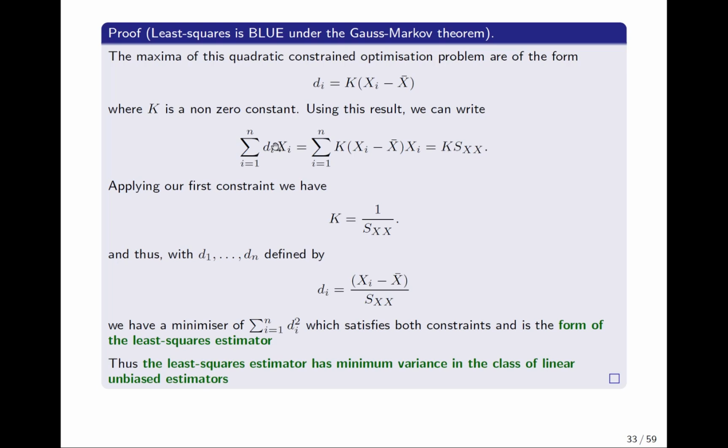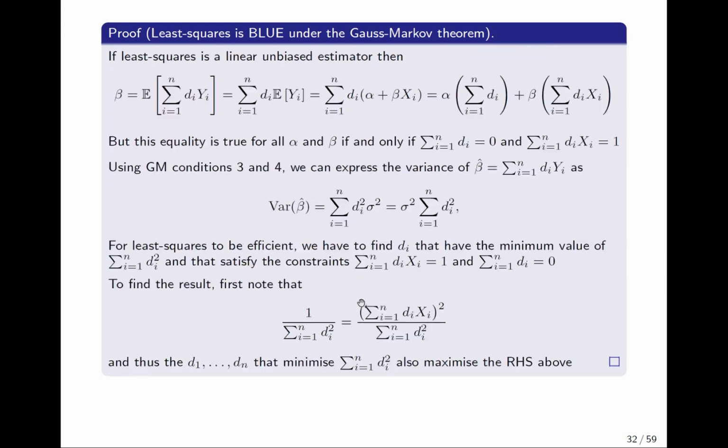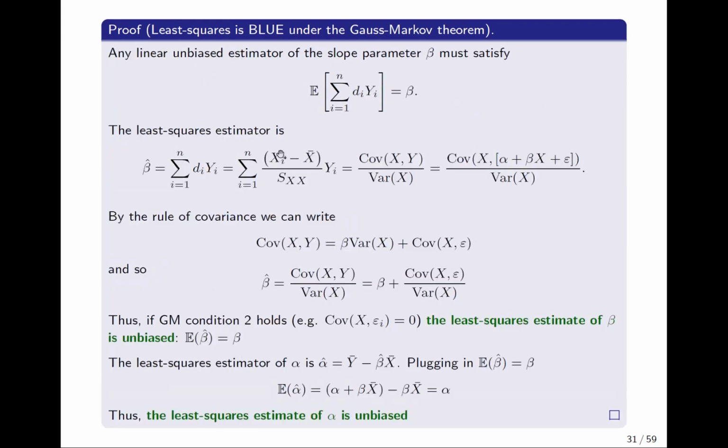Now our first constraint says that this quantity must equal 1, and therefore k has to equal 1 over the sum of the squares of x. And thus, if we define d1 to dn by these quantities here, xi minus x bar over Sxx, directly derived from here, then we have a minimizer of di squared which satisfies both constraints. This thing here will sum to 0. The sum of dixi will sum to 1. And that is in the form of the linear estimator. That is precisely the di that we defined up here.